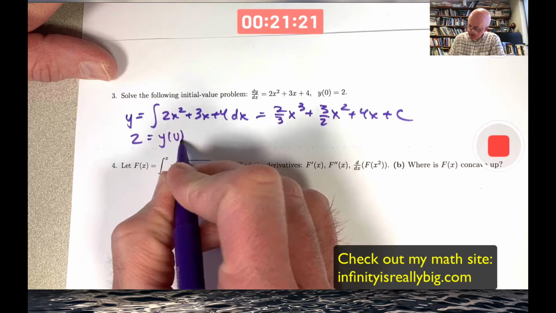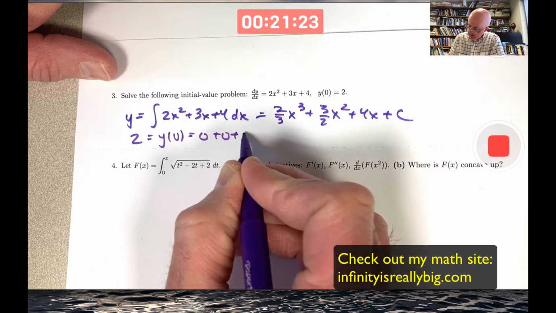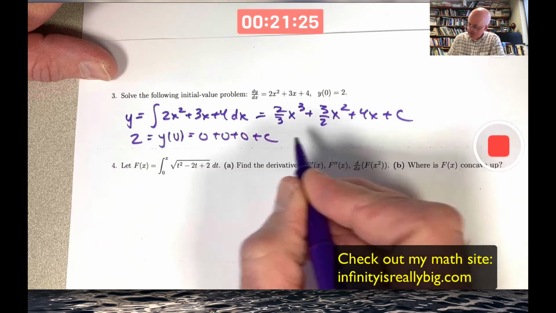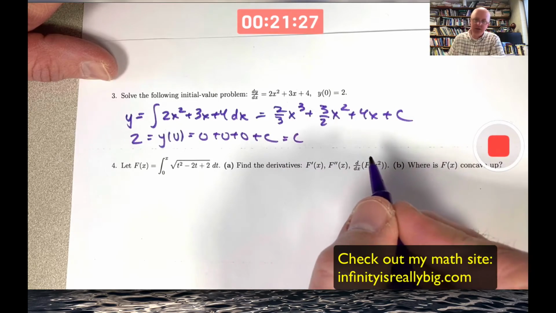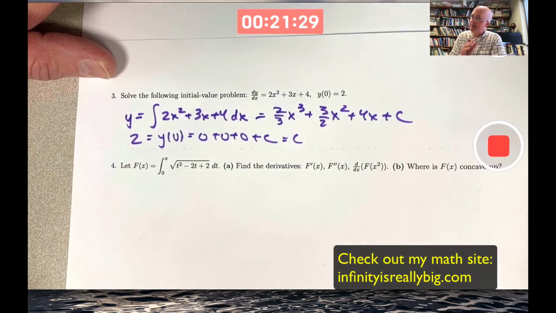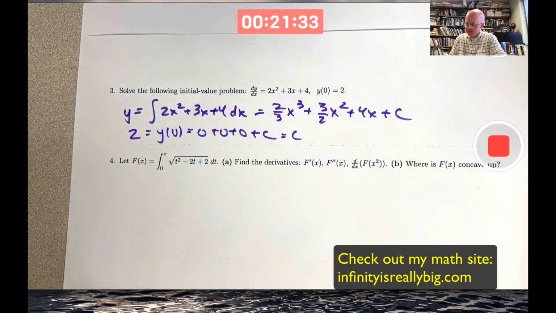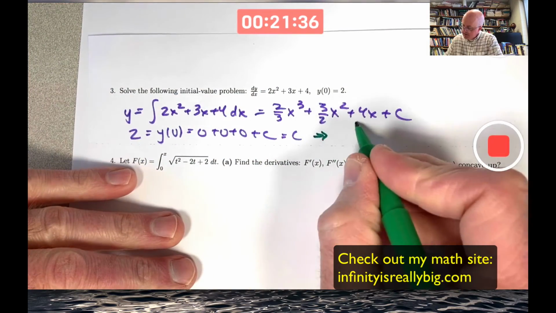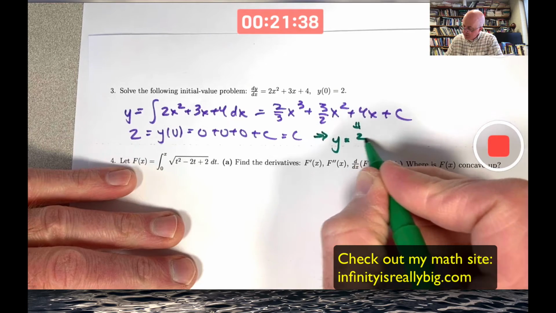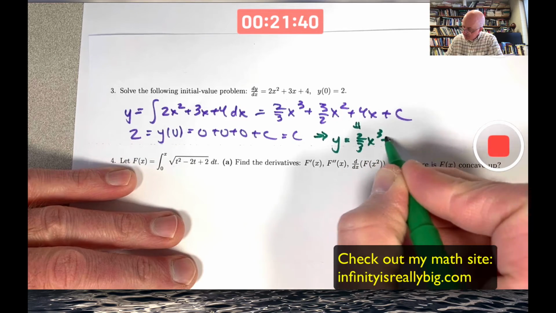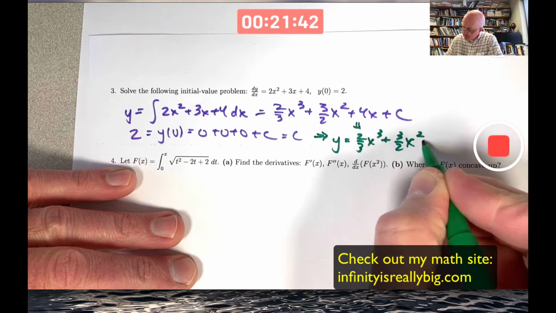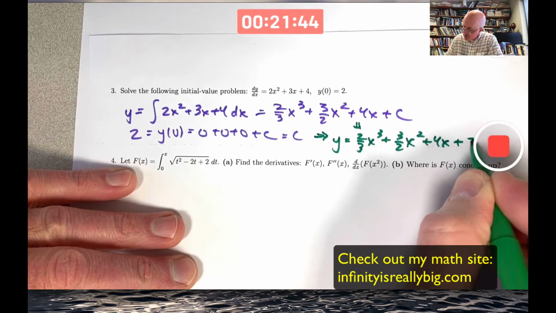2 equals y of 0 equals 0 plus 0 plus 0 plus c when I plug in a bunch of zeros. So c equals the initial value of y. That doesn't always happen. You've got to be careful. And what this means is the final answer is very quick. Combine these two things. y equals 2/3 x cubed plus 3/2 x squared plus 4x plus 2.